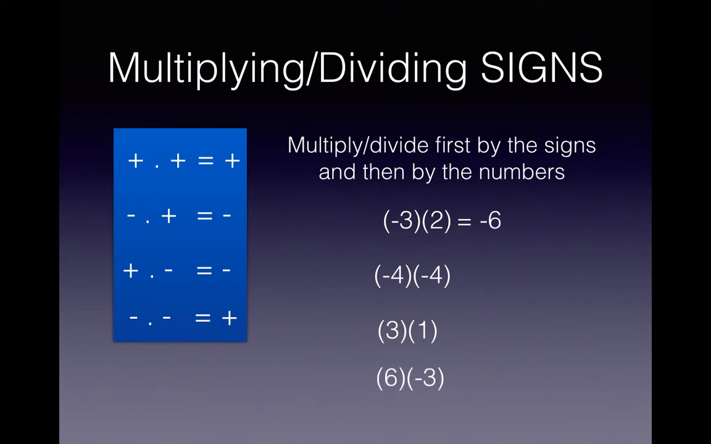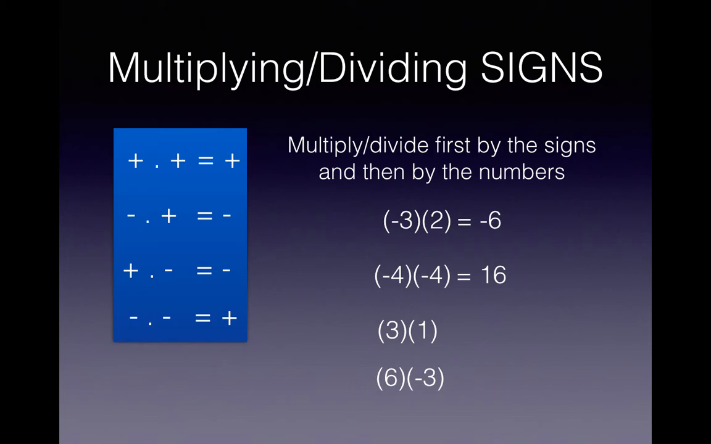Look at the second one. That's minus 4 multiplied by minus 4. Multiply the signs first. Minus by minus is a plus, and 4 by 4 is 16, so we get plus 16. Now we can just hide the plus there, so we don't have to write plus 16. 16 is okay, because the plus is implied when you write down 16.